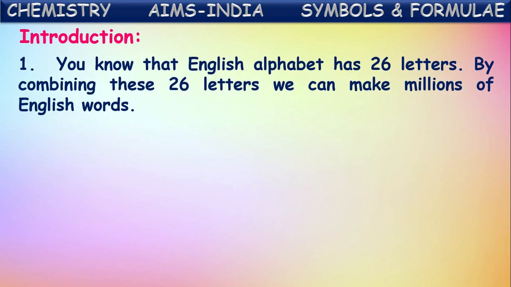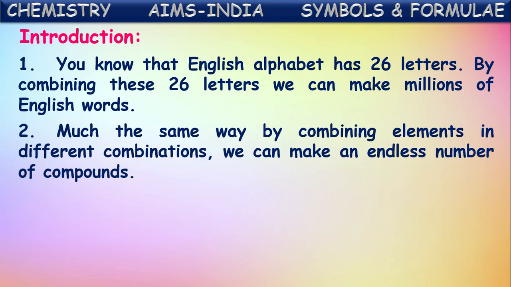We know that the English alphabet has 26 letters, isn't it? By combining these 26 letters only, we can make millions of English words. While learning the English language, we start learning with the alphabet. How many alphabets are there in English? There are only 26. But now we are speaking English with an uncountable number of words. All these millions of words are made from only these 26 letters with different combinations, isn't it?